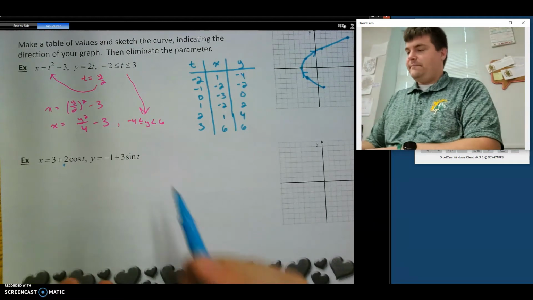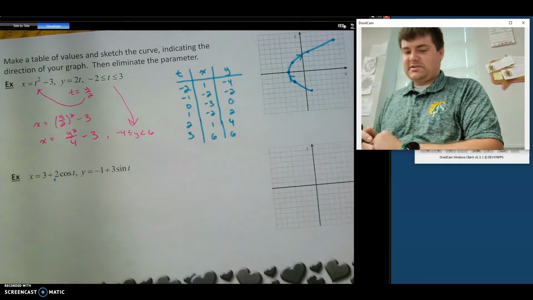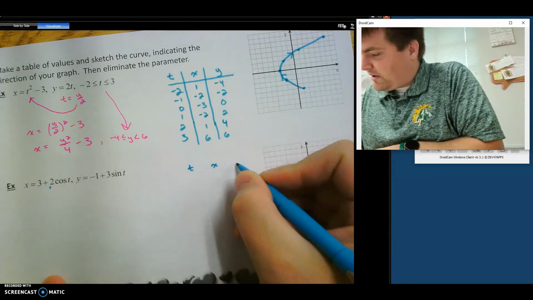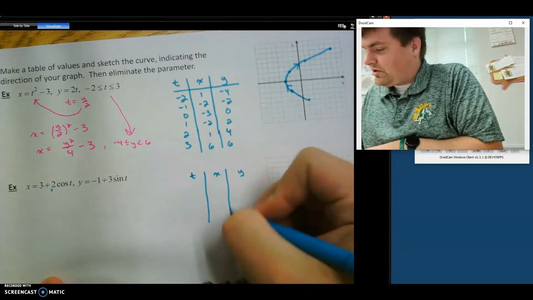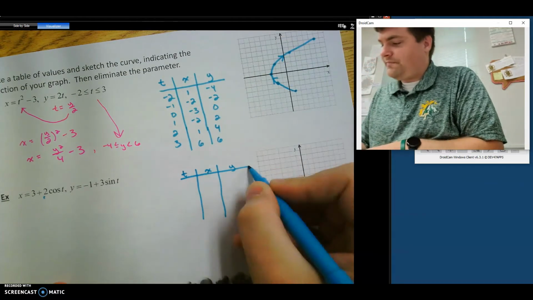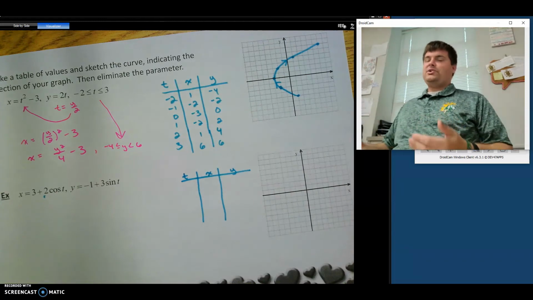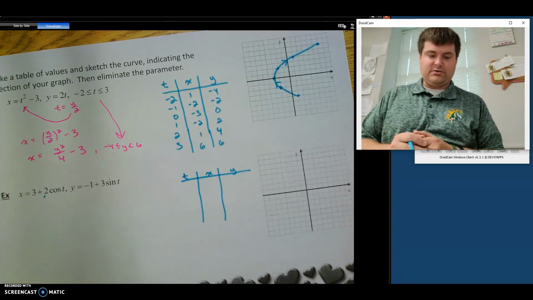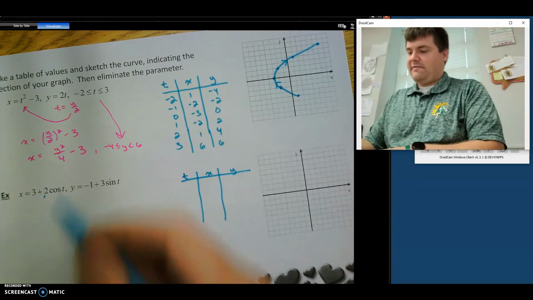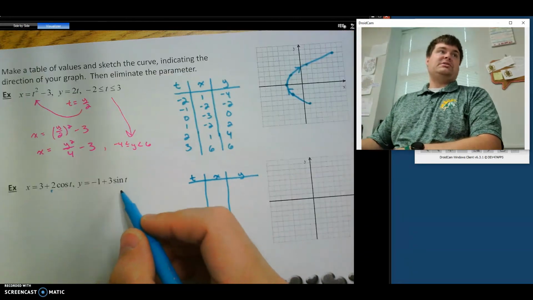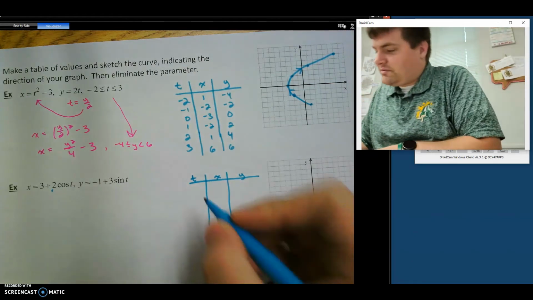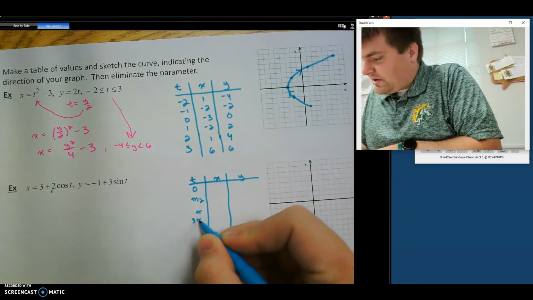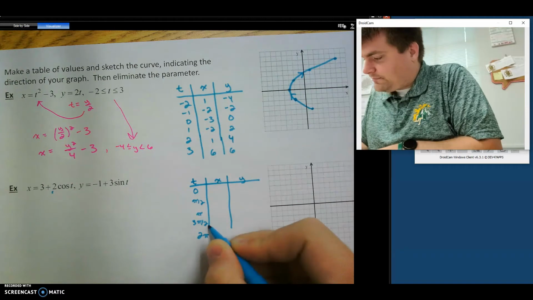It's kind of a weird one because you have all this trig stuff, so we're going to go ahead and make our table here. Just go along with me. Since we have a bunch of trig stuff, I'm just going to graph all of the quadrantal points, which is 0, pi over 2, pi, 3 pi over 2, and then 2 pi, because we have cosine and sine, and they're just going to start repeating themselves if I go beyond that.